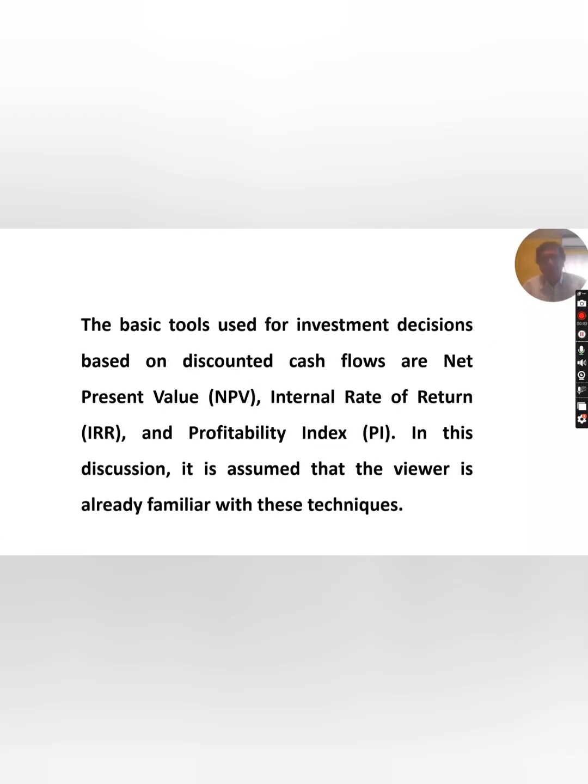The basic tools used for investment decisions based on discounted cash flows are net present value, that is NPV, internal rate of return, that is IRR, and profitability index, PI. In this discussion, it is assumed that the viewer is already familiar with these techniques. That's why these techniques will not be discussed anymore in this video.